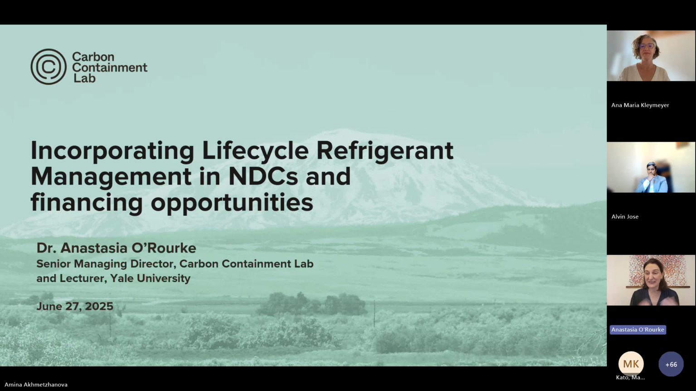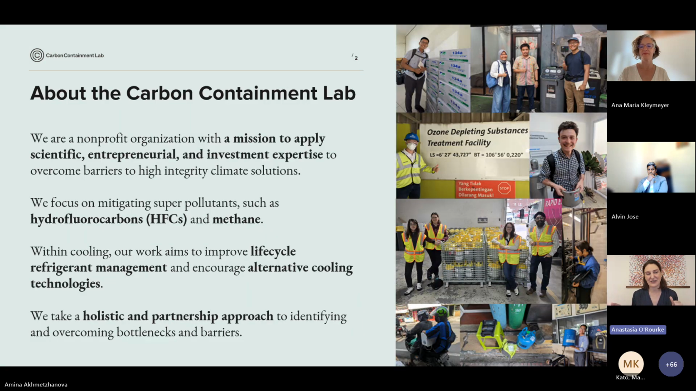So we're a nonprofit, we're US based. We bring this really interesting perspective of bringing both science and investment perspectives to thinking about high integrity climate solutions. And we do this in quite an entrepreneurial way. As you can see with these photographs here, we like to get out in the field. We like to go and talk to people, meet and understand how these gases are being handled today.